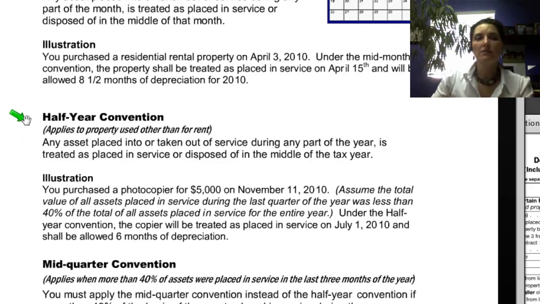Half-year convention. This applies to property other than property that is used for rent. Any asset placed into or taken out of service during any part of the year is treated as having been placed into or taken out of service in the middle of the year. And here's an illustration. You purchased a photocopier for $5,000 on November 11, 2010. Assume that the total value of all assets placed in service during the last quarter of the year was less than 40% of the total of all assets placed into service for the entire year. Under the half-year convention, that copier will be treated as if it was placed into service on July 1, and it will be allowed a full 6 months of depreciation, even though it was in service for less than 2 months.